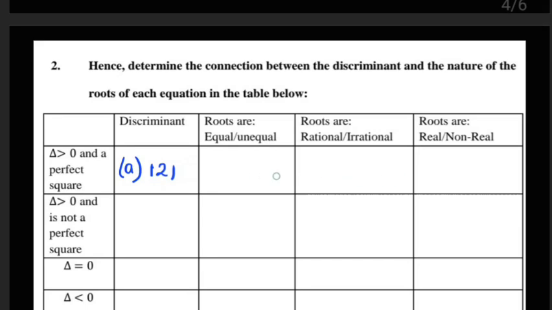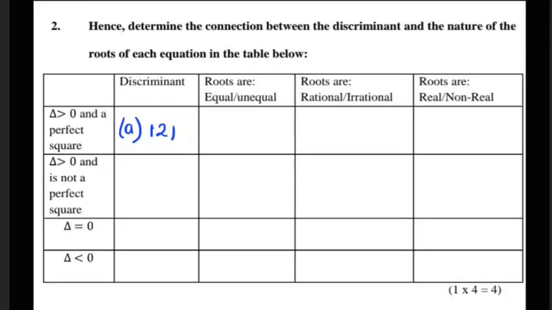Now, according to that discriminant value, we need to answer these questions. Are the roots equal or unequal? And here's the thing. The roots that we had were unequal. Sorry, actually we should write down unequal. So those roots were unequal. They were rational. Remember, those values were 2 over 3 and negative 1 over 4. So they were rational, and the roots were real.